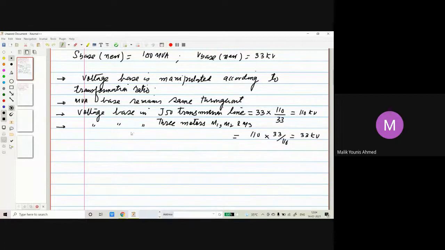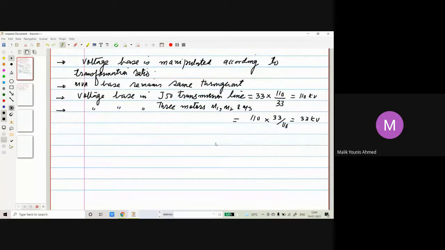Now second, we need to draw the impedance diagram. So we need the value of the new reactance or new impedance. I will repeat that formula again. Z per unit new is Z per unit old multiplied by S base new divided by S base old, multiplied by V base old divided by V base new, whole squared. This is the way we will be using it. Now first, we will find it for the generator. We'll start from the generator section.